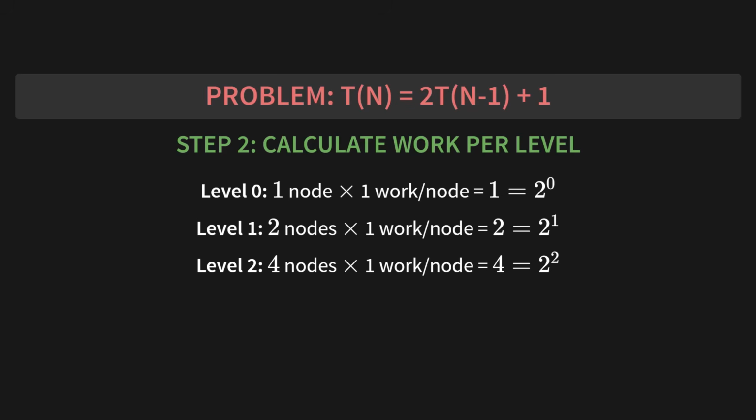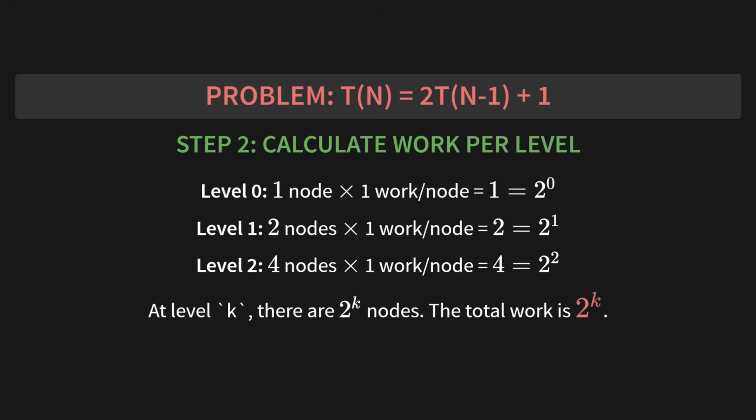There's a clear pattern here. At any given level k, there are 2 to the power of k nodes. The total work at that level is simply 2 to the power of k.